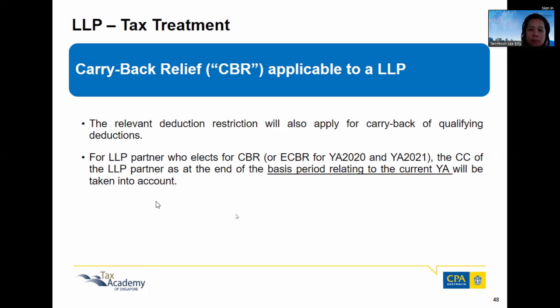There should be an example for this. I think it's in the case study. When we do that, maybe you will understand better. So we look at the CC of the current YA when we think about carry back, when we apply the carry back to the previous YA.